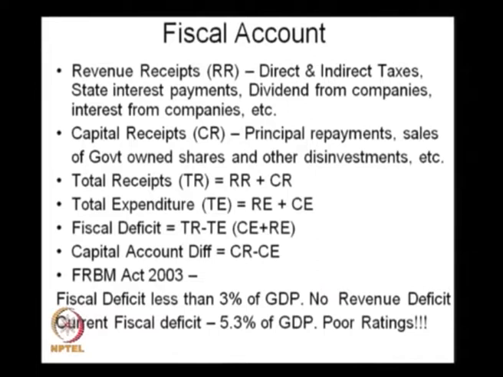It could be from the direct and indirect taxes, it could be from the interest payments it receives from the state, it could be dividends from the companies in which the government is a shareholder, it could be the interest that the company pays on the loans that it has received from the government. So, there are various possibilities by way of which the union government receives its annual income, and this comes under the revenue receipts. Now, just as we have revenue receipts, we also have the capital receipts.